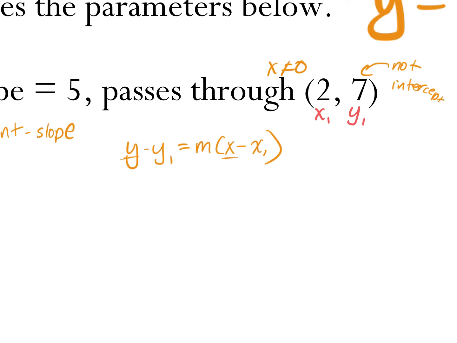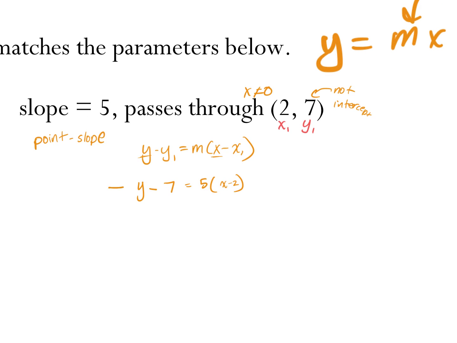So y minus y1 is now going to become y minus 7. What's my slope? 5. x minus x1 is going to be x minus 2. And if I ask you for the equation of a line in point-slope form, this is what it would look like. So this is point-slope form. Now, y equals mx plus b is what we call slope-intercept form.